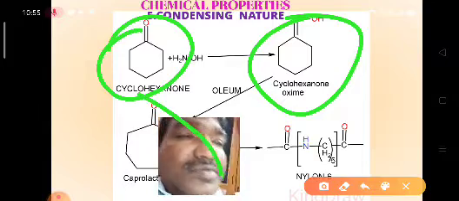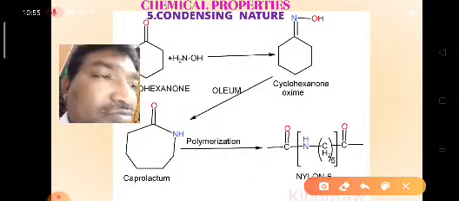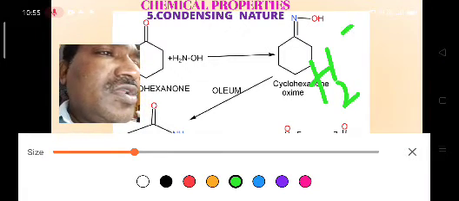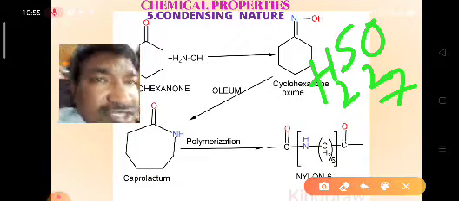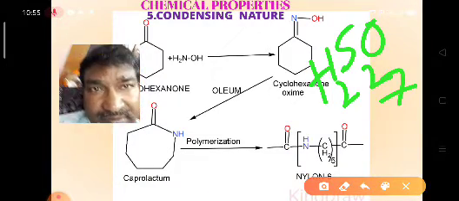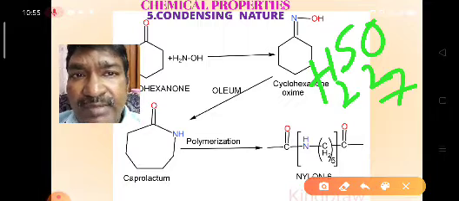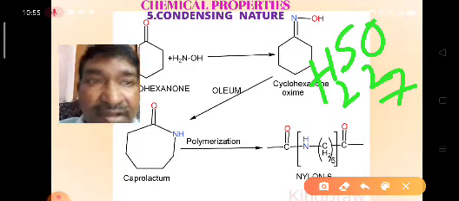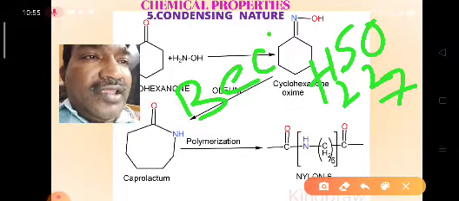Then the cyclohexanone oxime is treated with oleum. Oleum means concentrated sulfuric acid, and its formula is H2S2O7. So H2S2O7 is known as oleum. Oleum provides the H plus ions. In the presence of H plus ions, oximes undergo Beckmann's rearrangement. This one is known as the Beckmann's rearrangement.